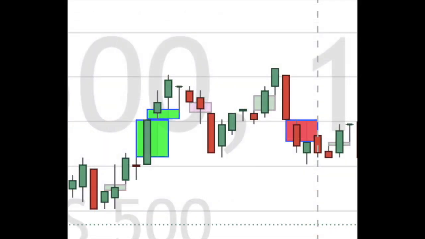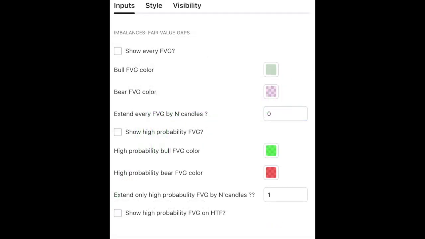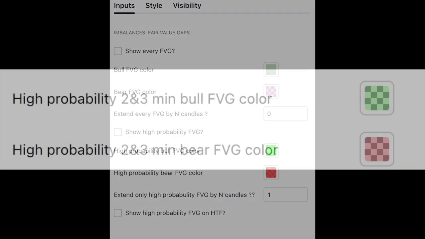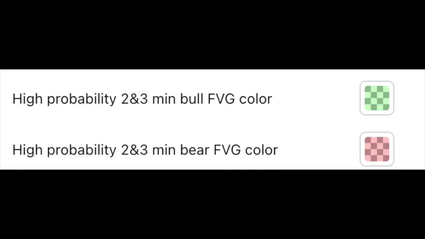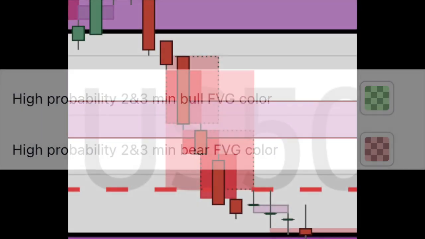Here is an example of how simple fair value gap and high probability fair value gap looks as a default, but all colors can be changed and box extended. In order to expand this powerful tool, I have also recently added the option of plotting on 1-minute chart any all fair value gap that happen on 2-minute chart and 3-minute chart.